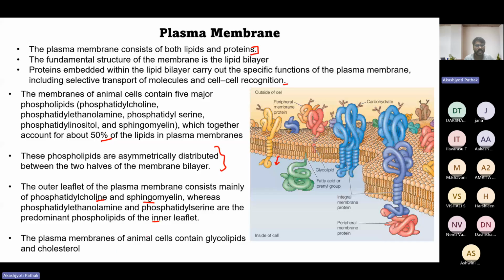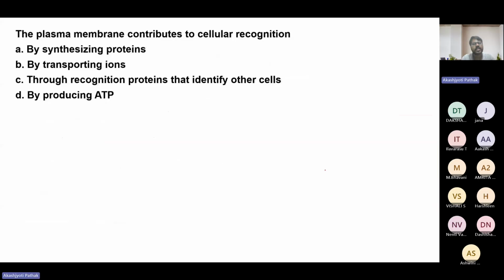So these are a few of the points, and the plasma membrane of animal cells also contains glycolipids and cholesterol. Okay, so to answer this question, just now we discussed the plasma membrane. What will be the correct option? How does the plasma membrane contribute to cellular recognition? By synthesizing proteins, by transporting ions, through recognition proteins that identify other cells, or by producing ATP.